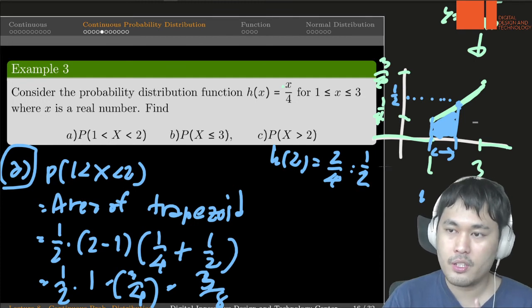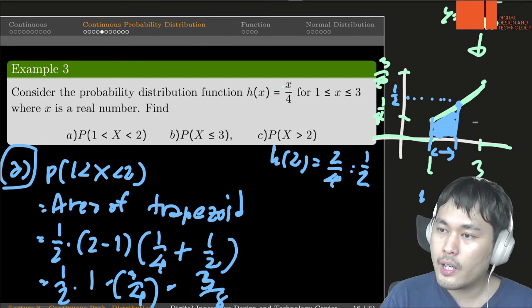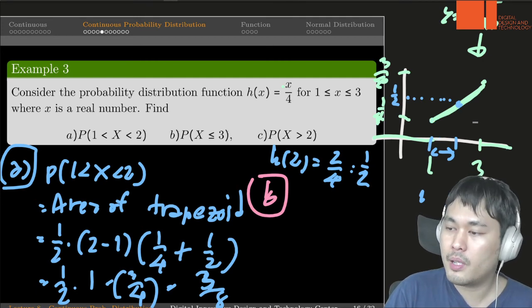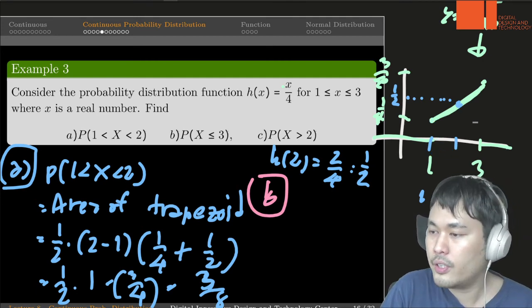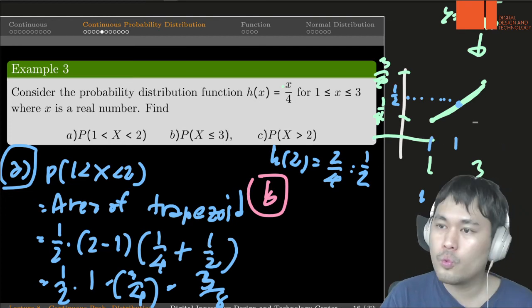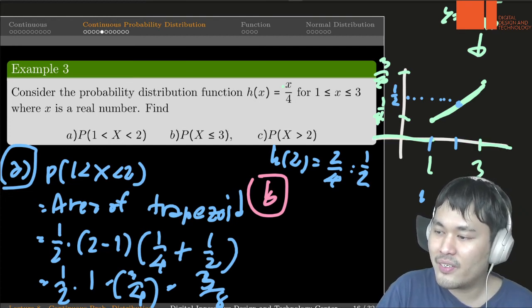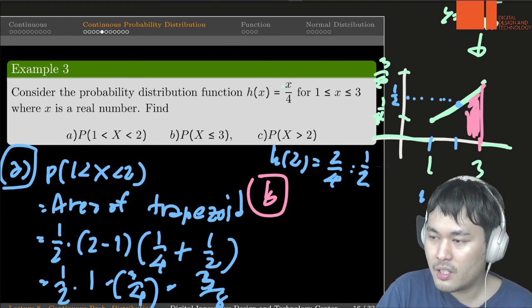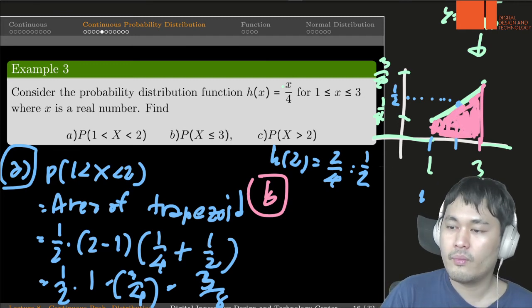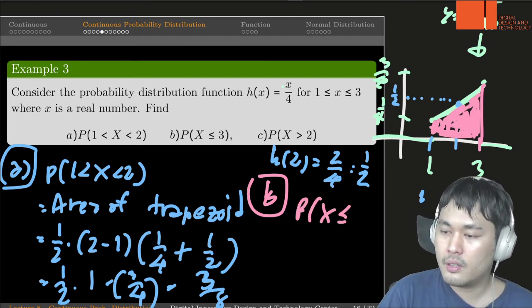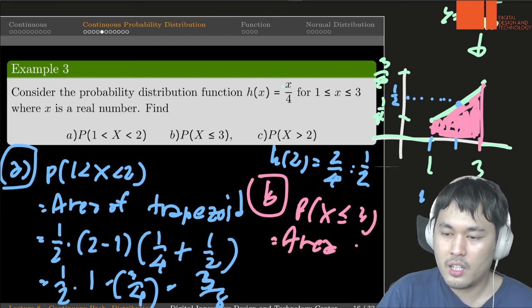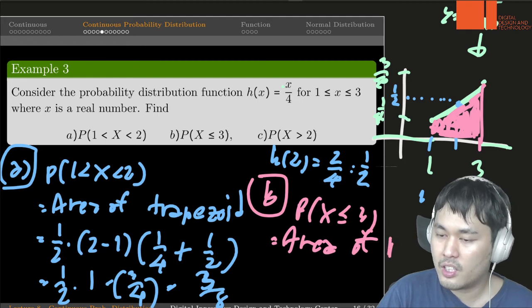The second question, question B. We are asked about the area to the left of the point 3. So where's 3? 3 is there. So we start from that, and then we pinch all the way to the left, and for this function, it stops here. So this thing is the area of this pink trapezoid.